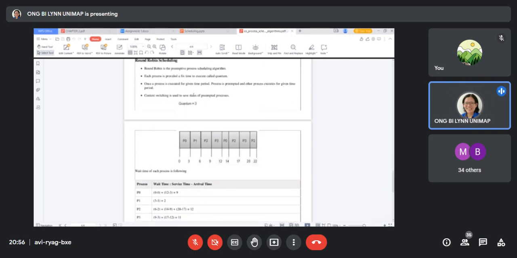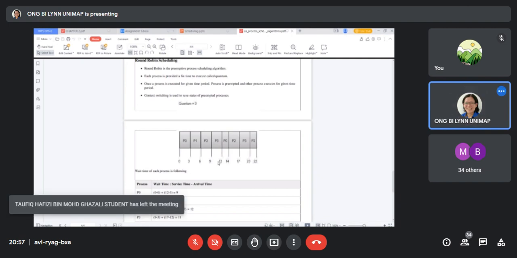It's okay, quantum of 3. So you run P0 first because P0 comes into the queue first. When you finish P0, you are running P1 because P1 comes in the queue at 1 second. And then you do P2, it comes into the queue at 2 seconds. And P3 comes into the queue at 3 seconds. So P0, P1, P2, P3, you have 12.